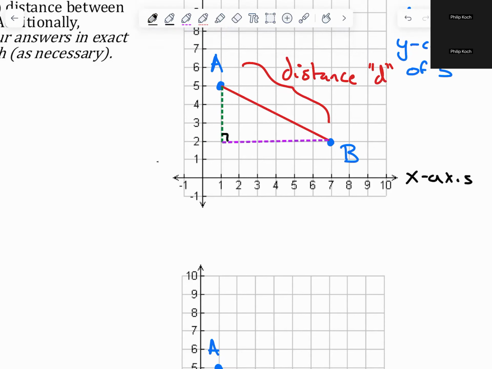We said that this distance was 6. By we said, I'm saying the royal we. I said, but we all said it was a distance of 6.